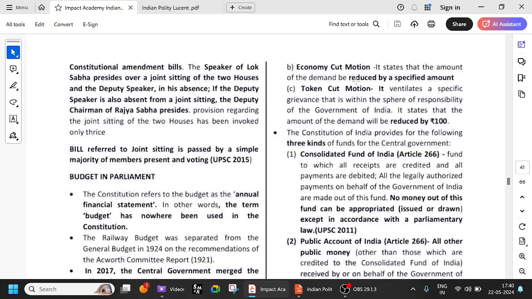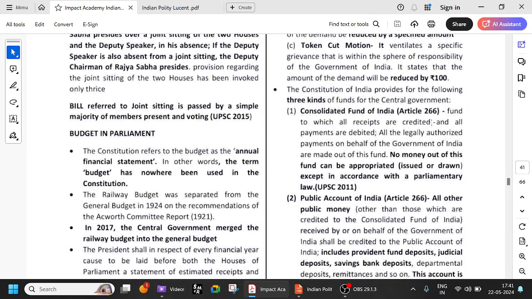Token cut ventilates a specific grievance that is within the sphere of responsibility of the government. It states that the amount will be reduced by 100. So the intention here is not to reduce the amount drastically, but just to show that a certain section of the parliament is not happy with it. Okay, so just to bring the issue out, you have a token cut. Just for the sake of it, they reduce 100 rupees.